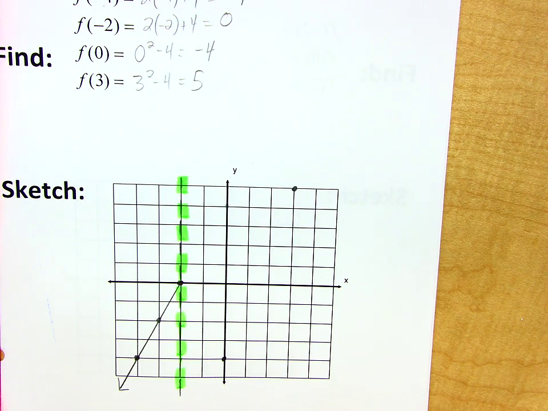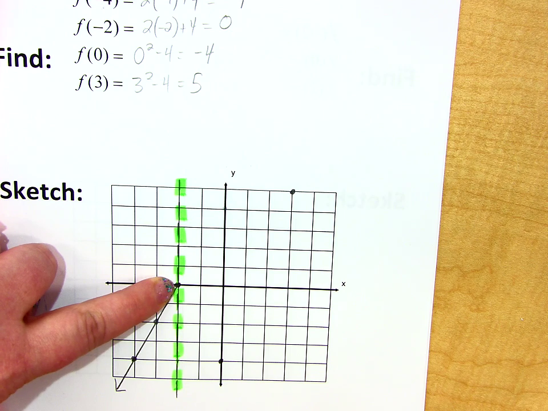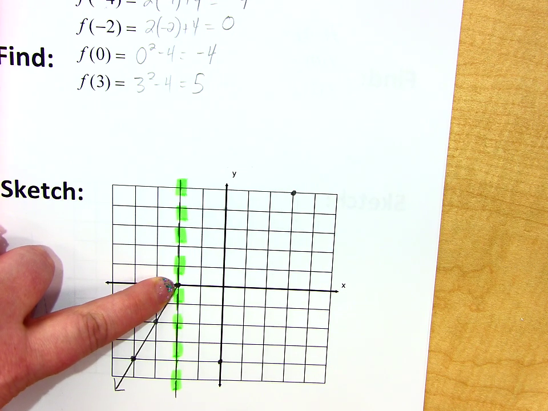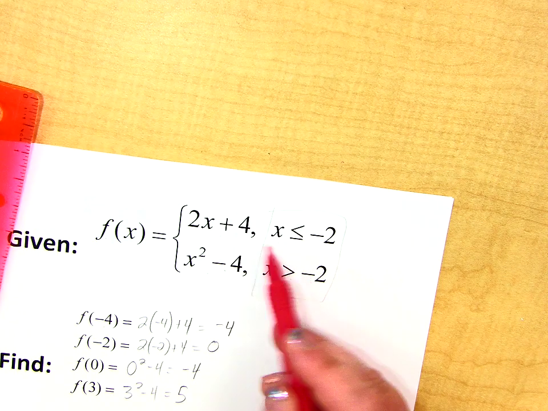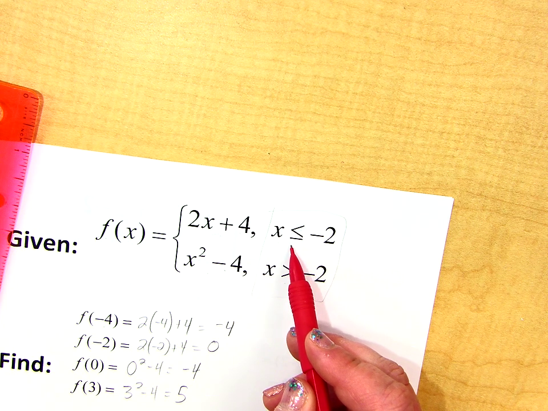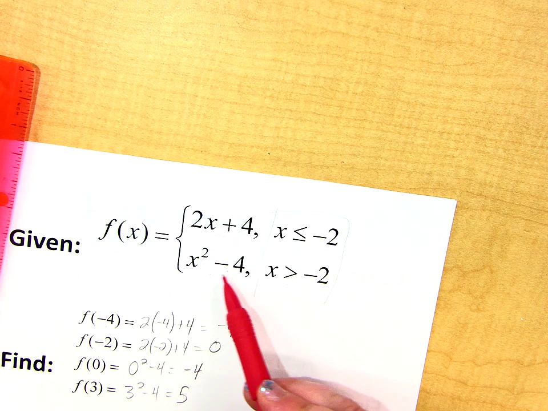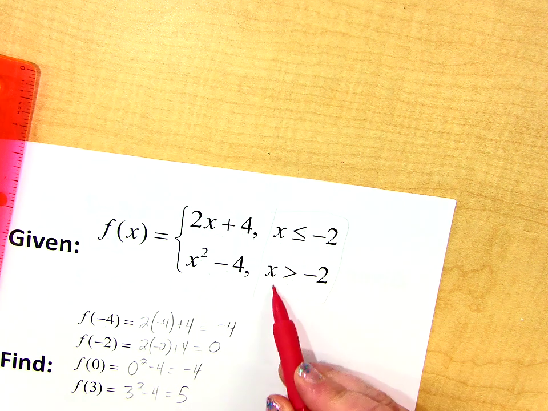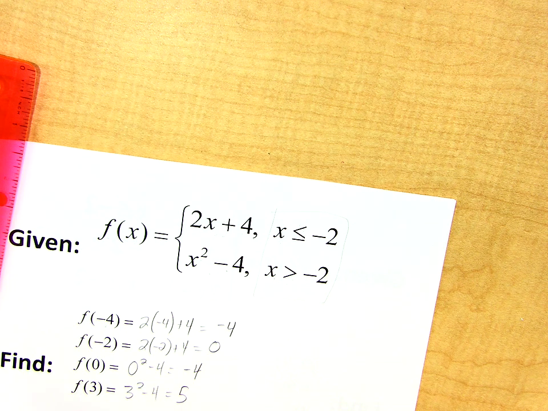Now let me ask you this question. When my graph hits negative 2, should that be an open circle or a closed circle in this case? Should be closed, because this line does exist when x is equal to negative 2. So I would have a closed dot right there. So that means when I graph this one, wherever it hits my dividing line is going to have an open dot because it's not equal to -2 there.